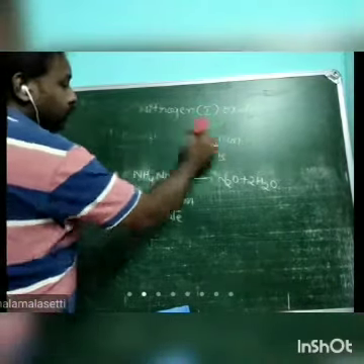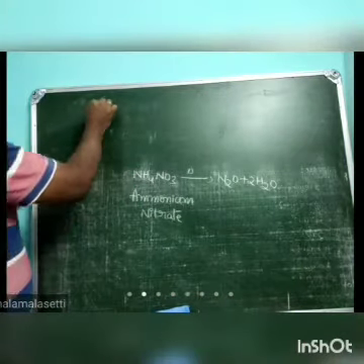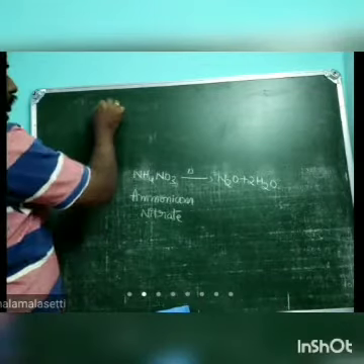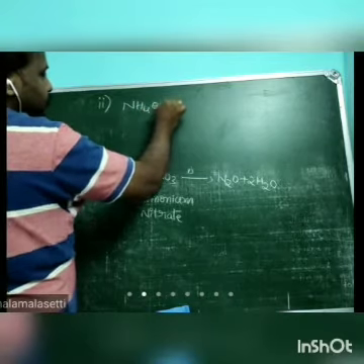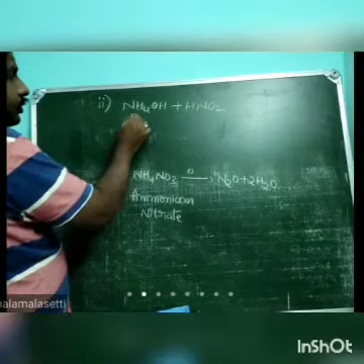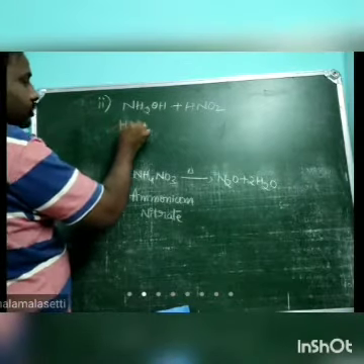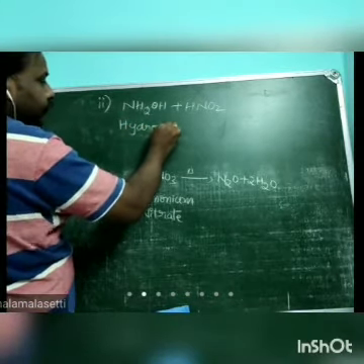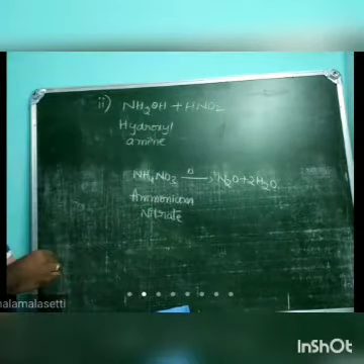Next, one more method is there for preparation of this laughing gas or dinitrogen monoxide. This is the first method, and the second method is NH2OH made to react with HNO2. NH2OH we call hydroxylamine. NH4OH is ammonium hydroxide. This is hydroxylamine.